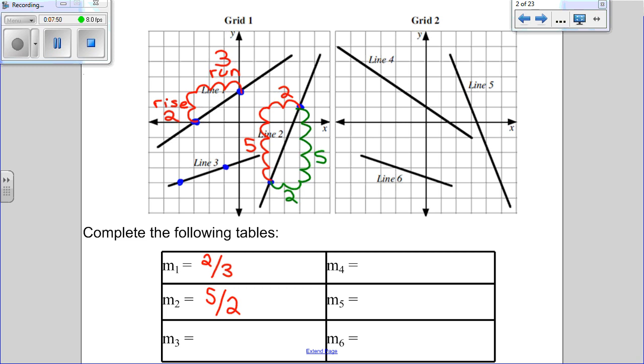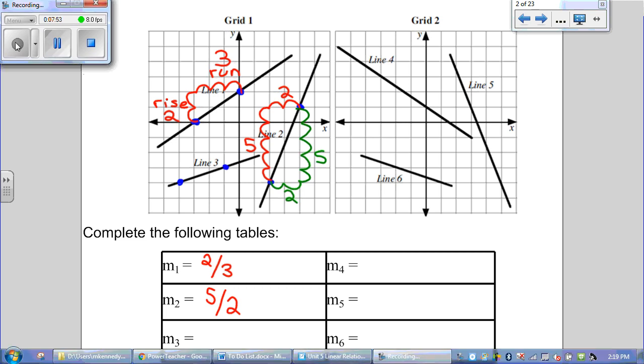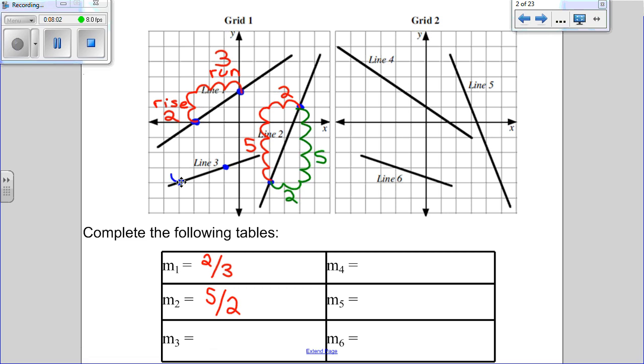Line 3, I look at it. I find 2 perfect points. I've labeled them. I pick the one on the left to start at, and I work my way to the one on the right. So I go up 1, to the side 3. My rise is 1, divided by my run is 3. 1 over 3.